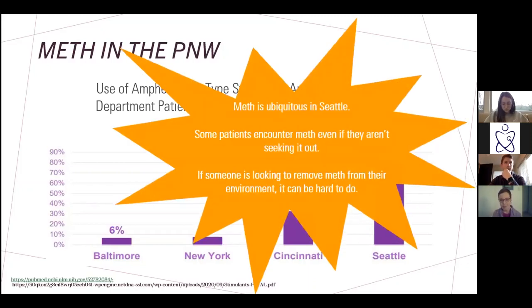And so the first expert pearl is that meth is ubiquitous in Seattle. Jessica mentioned that she often found that patients would encounter meth even if they aren't seeking it out because it's just sort of in the environment. And a corollary of that is that if someone is looking to remove meth from their environment, which can be a really important part of recovery, it can be logistically very difficult to do. Finding housing or any sort of living environment that doesn't have meth around it can be really challenging.